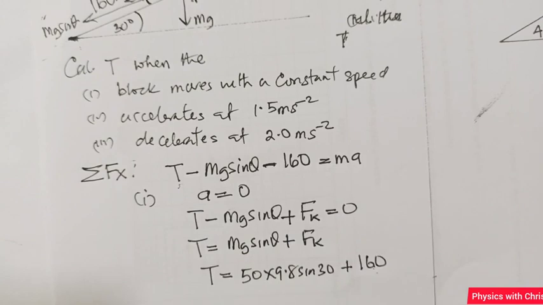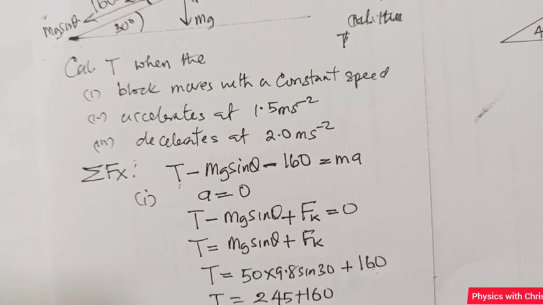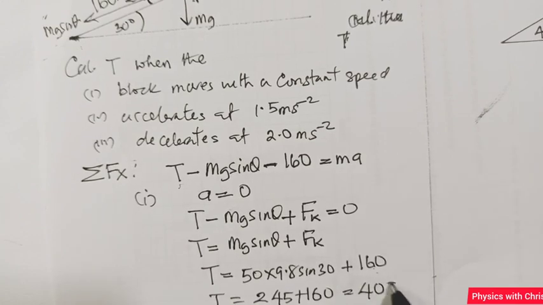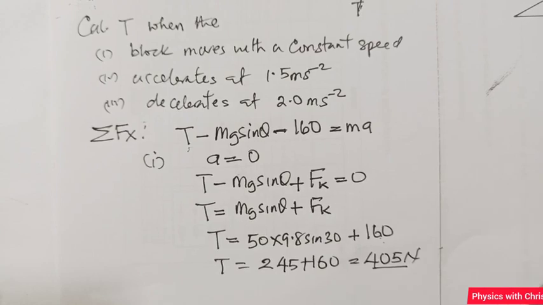So that gives me 50 multiplied by 9.8 times sine 30, which will give me 245 plus 160. The tension in the string is equal to 405 Newton. Okay, that's the tension when the block moves with a constant speed.